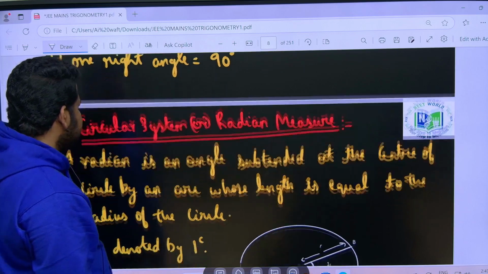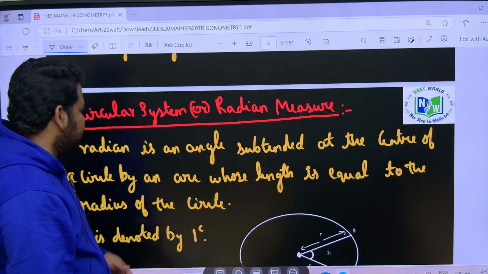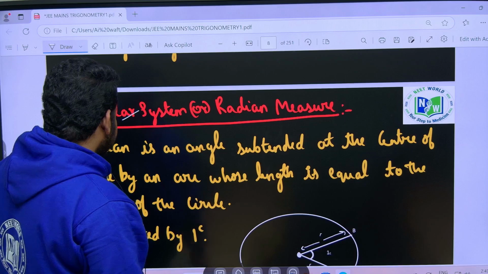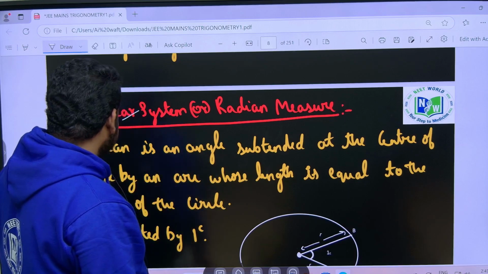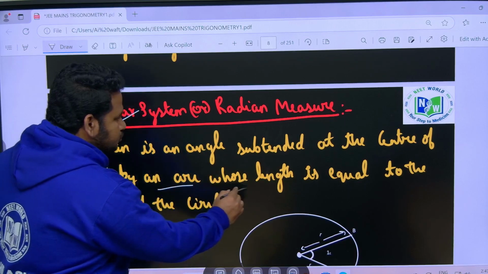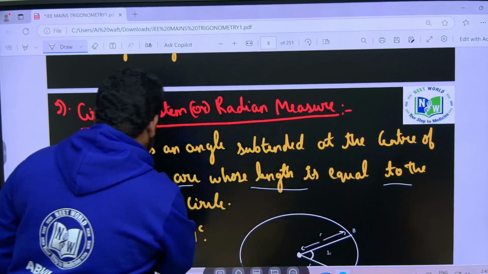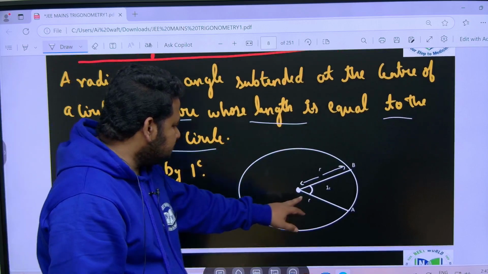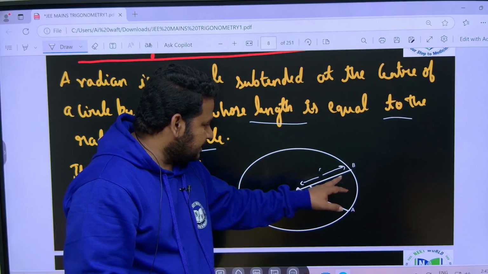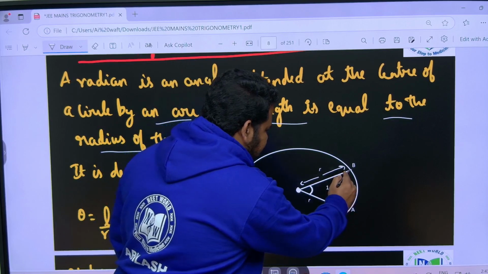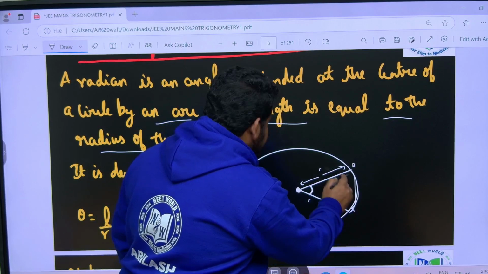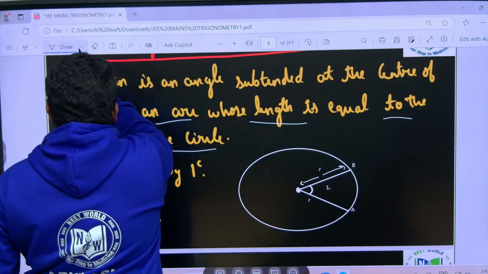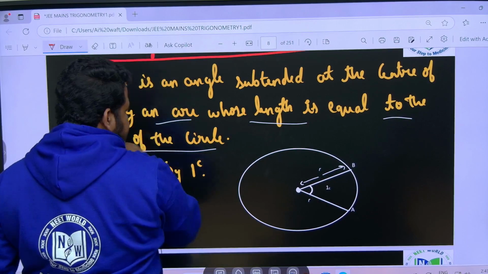Next we will see the circular system or radian measure. These are all basics, that's why I am running through. A radian is an angle subtended at the center of a circle by an arc whose length is equal to the radius of the circle. See here, friends, this is the angle subtended at the center by the arc. This AB is the arc.